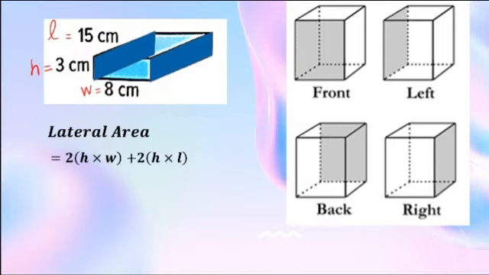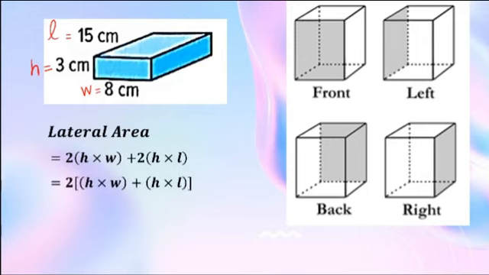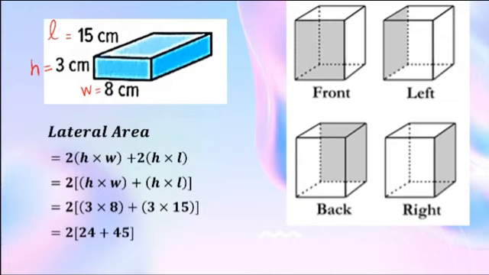Now, once you have this formula with you, you can take 2 out using the distributive law. And it's going to look something like this. So the lateral area would be twice, height times width plus height times length. Now we just need to substitute the values. Just plug in the values and the question is now very simple. Just solve it further and further and you get the final answer as 138 square centimeters. So I hope it's clear how to find the lateral area.